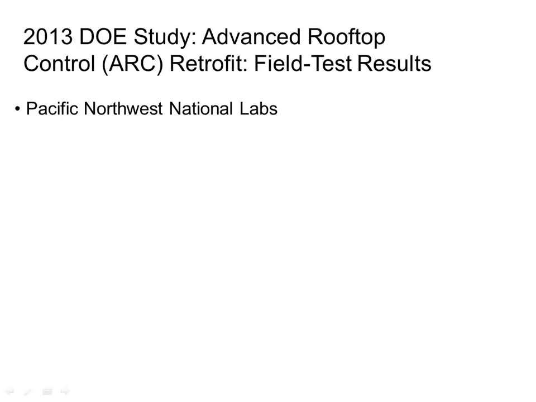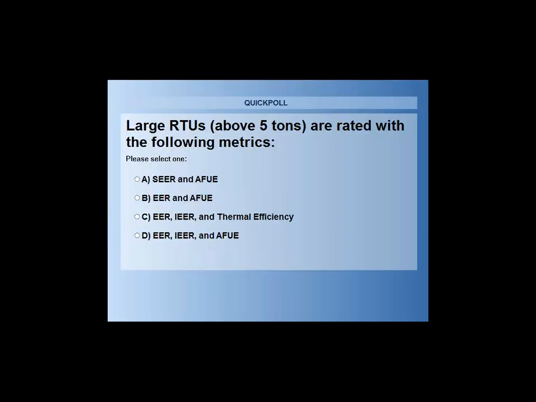I'm going to go ahead and launch a second quiz question. Well, we step into the next topic here. So the question here is, large rooftop units greater than 5 tons are rated with the following metrics. Right? So A, SEER and AFUE, B, EER and AFUE, C, EER, IEER and thermal efficiency, D, EER, IEER and AFUE. Right, so this is the big rooftops, 65,000 BTUs and up, 5.4 tons and larger.